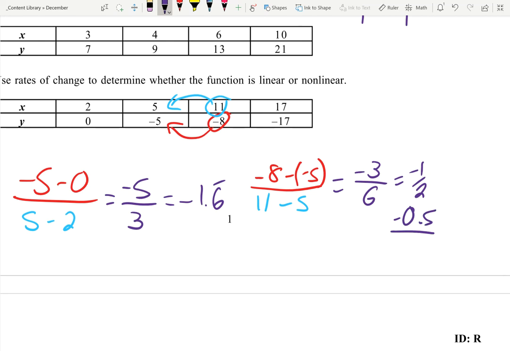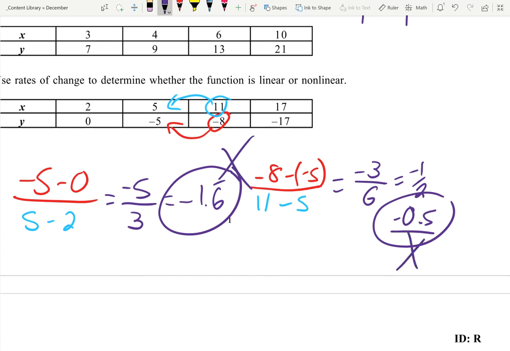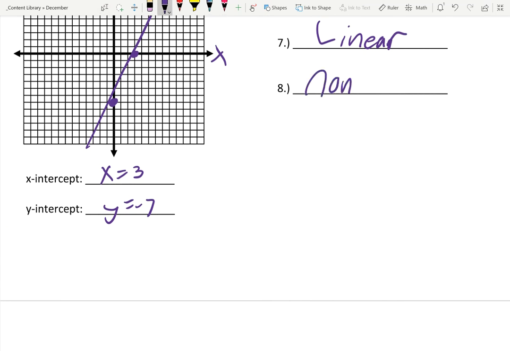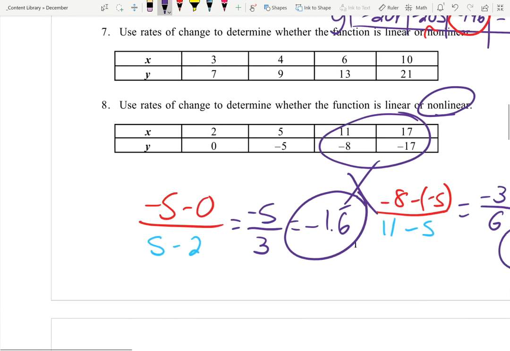Now you can already tell what our answer is going to be because our rate of changes are not the same. They are already different numbers. So there's no reason we need to do the next set of points. You can if you want to, but there's no reason to because we've already confirmed here that we have a different rate of change, meaning that this would be non-linear. So there's our test.